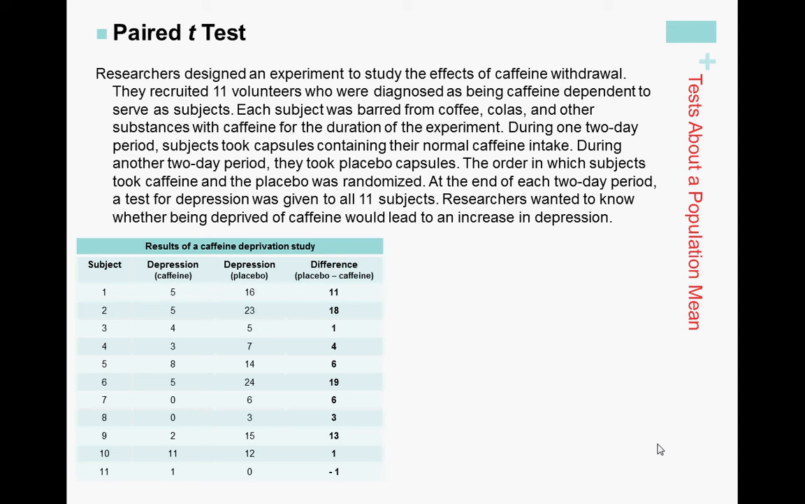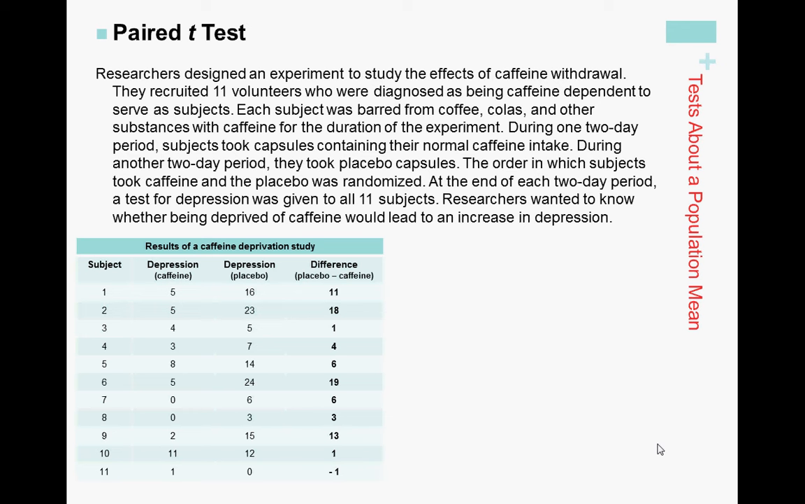The order in which the subjects took caffeine and the placebo is randomized. At the end of each 2-day period, a test for depression was given to all 11 subjects. Researchers wanted to know whether being deprived of caffeine would lead to an increase in depression. And just reminding us, if they're doing this experiment well, it was random as to which one someone got first, and it was also hidden from the subjects to know whether they were on the placebo or the caffeine.